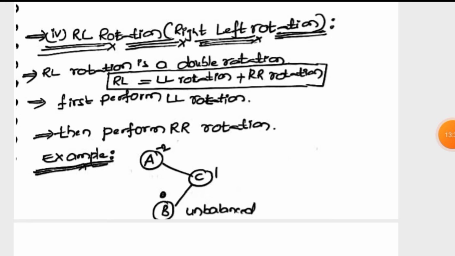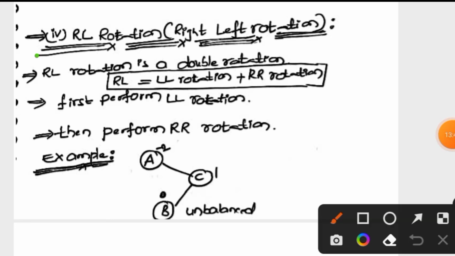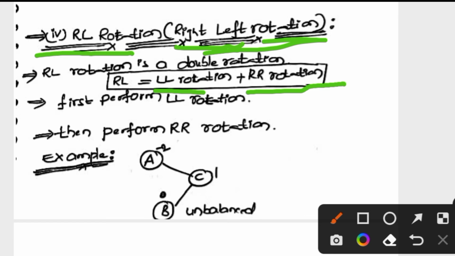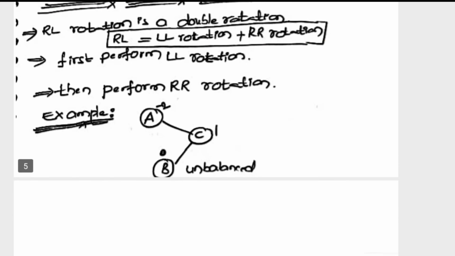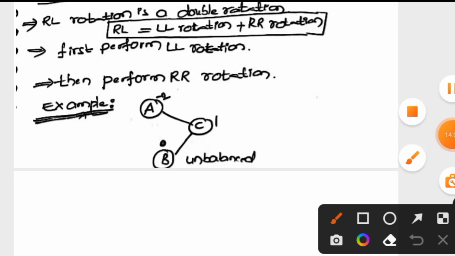Next rotation is RL rotation, that is right left rotation. Here also 2 types of rotations are there. First we have to perform LL rotation, after that we have to perform RR rotation. Now here we can take one example. See here, this is the small subtree.